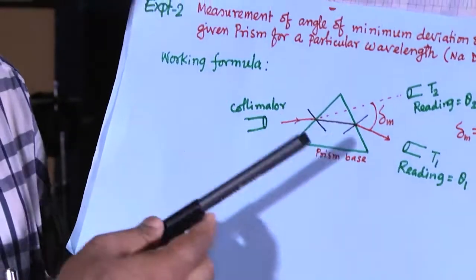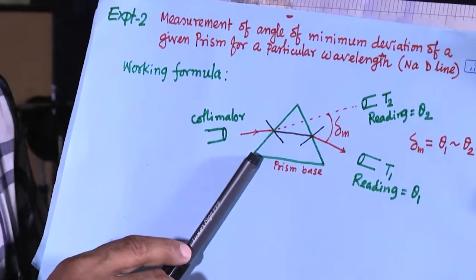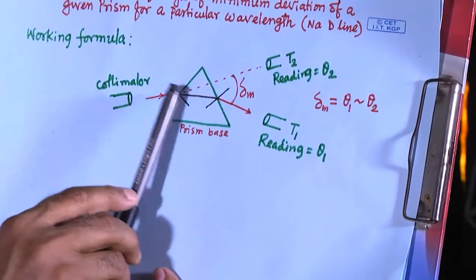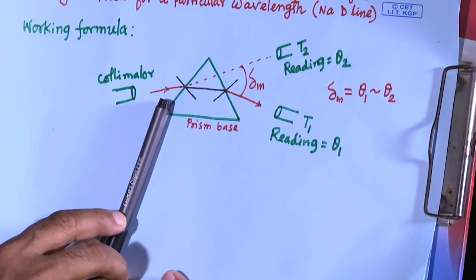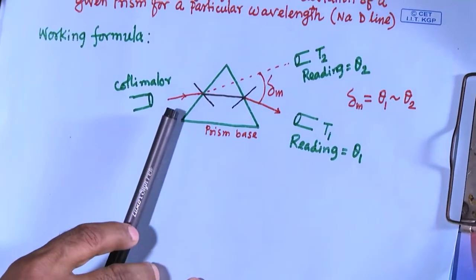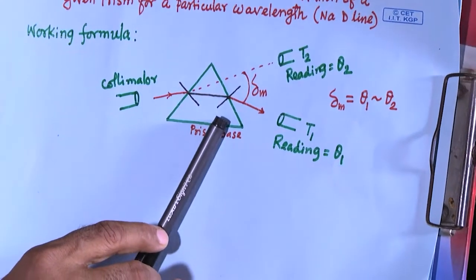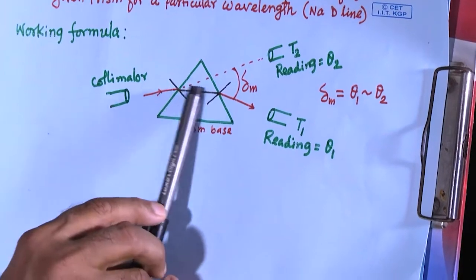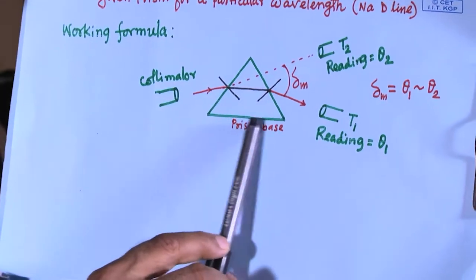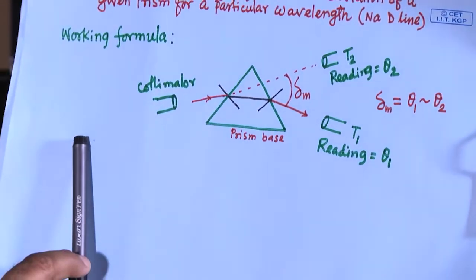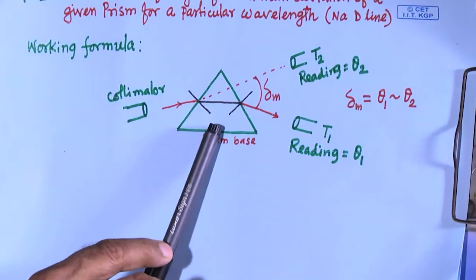Basically, you have to put your prism on the prism table. From the collimator, the parallel rays will fall on the prism. As we know, you will get the minimum deviation position when the refracted ray inside the prism is parallel to the base of the prism.